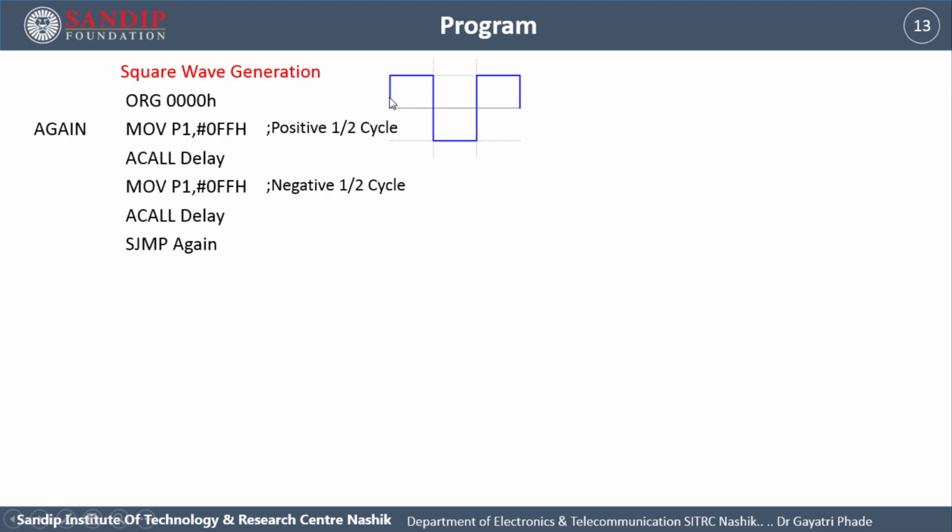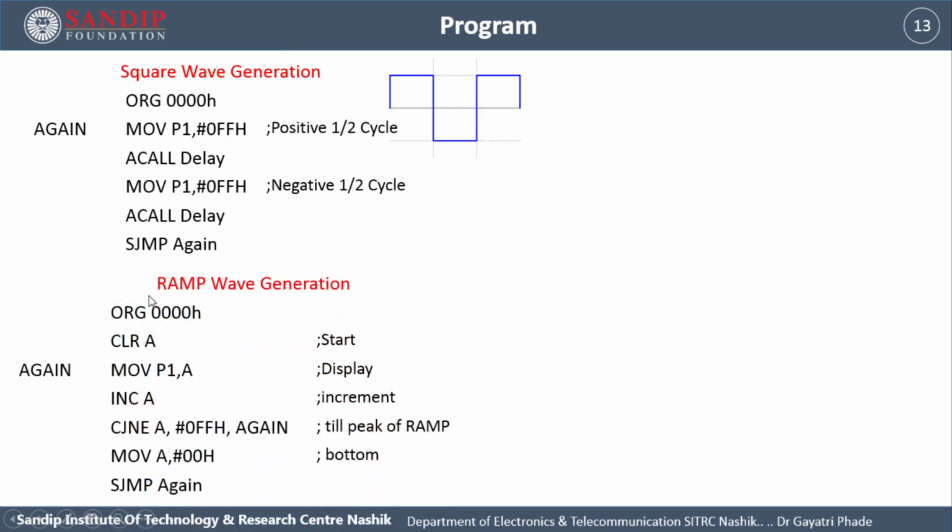When we send FF to port 1, we get this positive peak. When we send 00 to port 1, we get the negative level, and in this way we do it continuously with the SJMP instruction. In between we take some time delay to display this portion. So in this way we will generate the square wave on the scope.